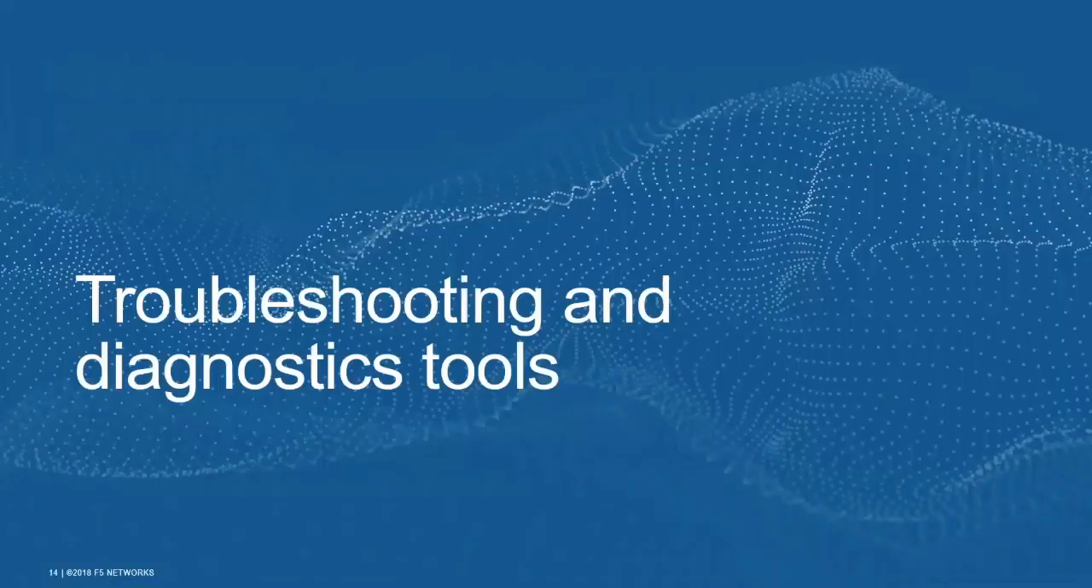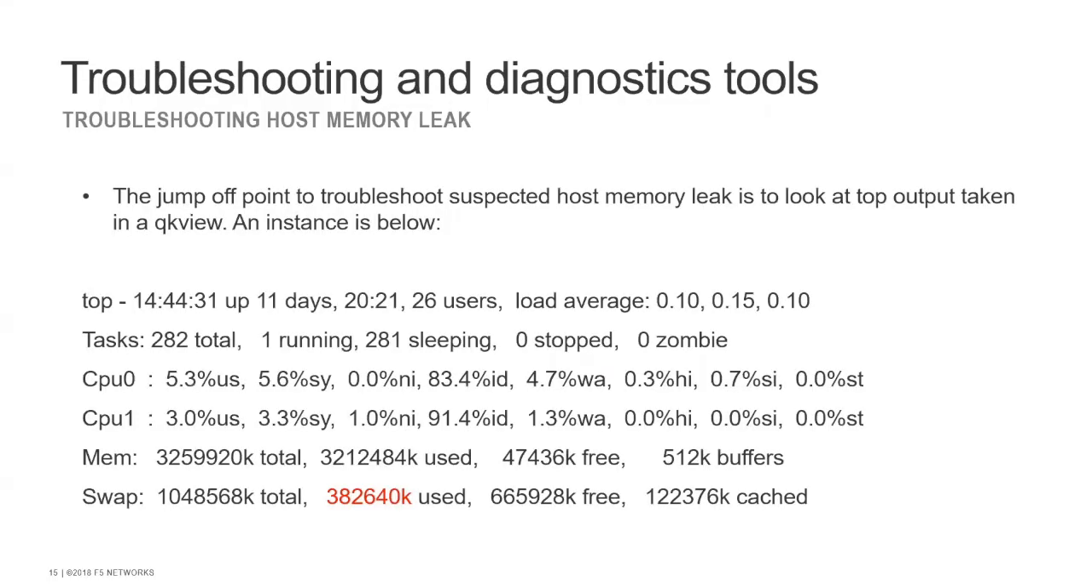So we enter into troubleshooting and diagnostics tools. The jump-off point of troubleshooting a suspected host memory leak, when we're talking about a leak in the host memory, is to look at the top output taken in the QKView, or you can do this on the live unit as well. As we can see here, it is around 382 megabytes. As we discussed earlier, our rule of thumb is 300 megabytes.